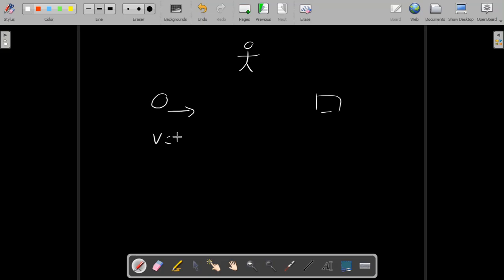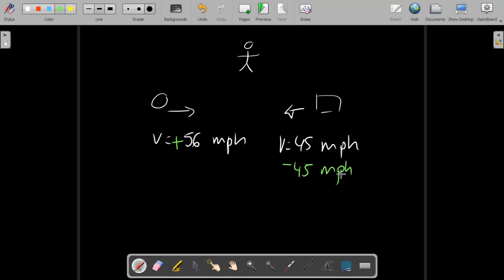I don't want to copy the numbers incorrectly. That's why I'm looking. 56 miles per hour. And the truck is going the other direction. It's 45 miles per hour. Now remember that these are velocities, okay? Velocities mean that you're going to have to give them direction. It's going to be positive because it's going that way. And this is going to be a negative 45 miles per hour because it's going to the left.